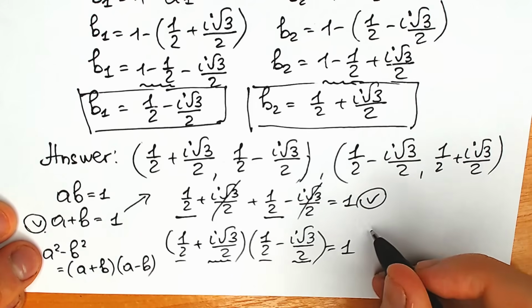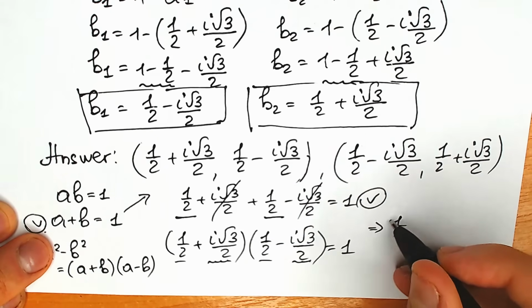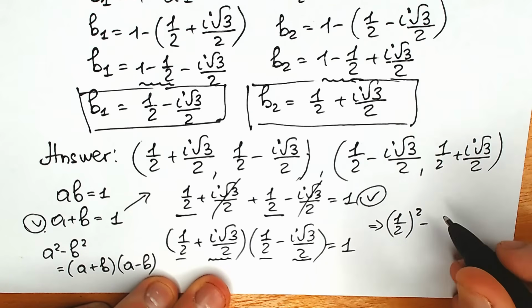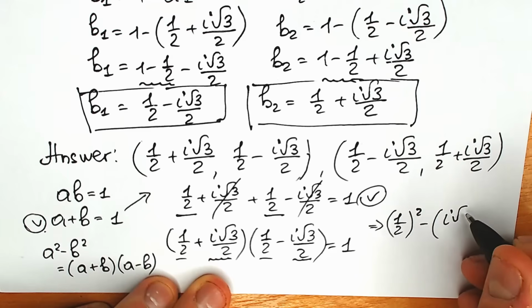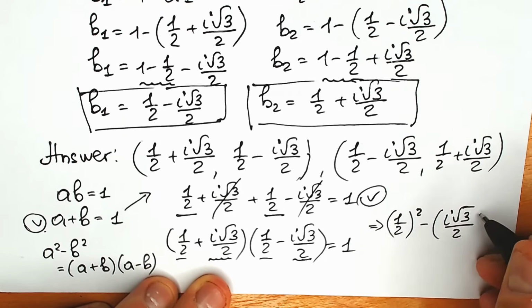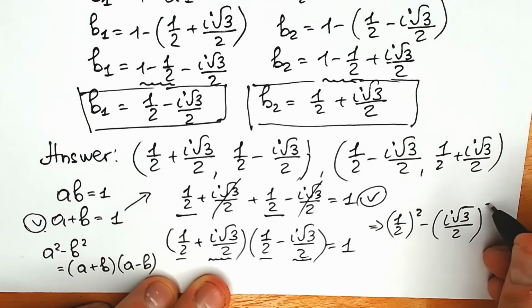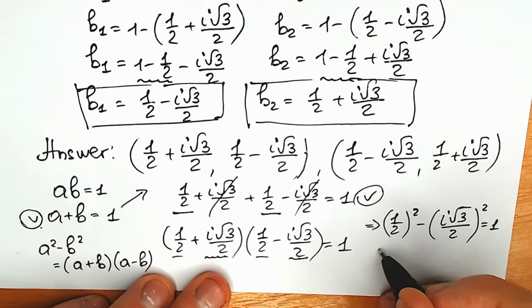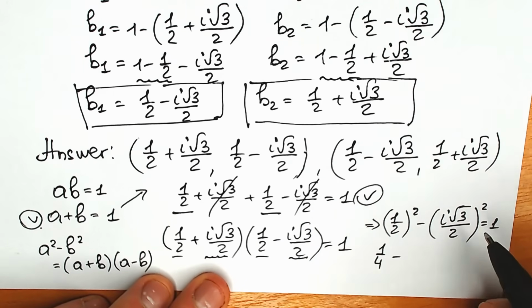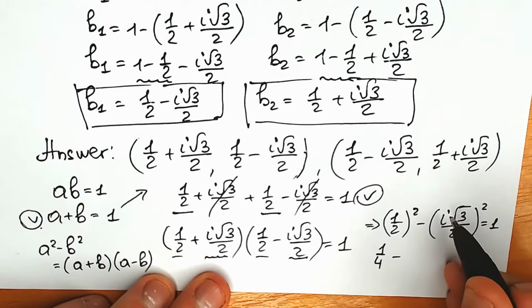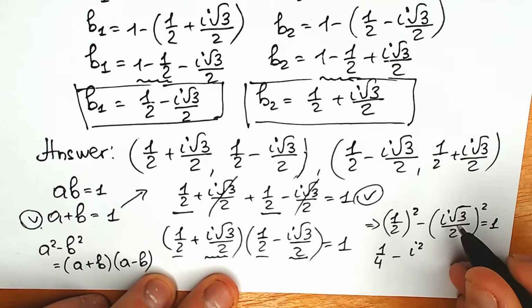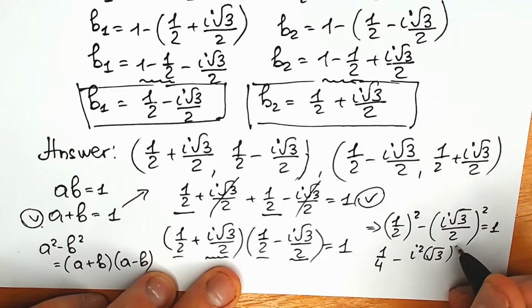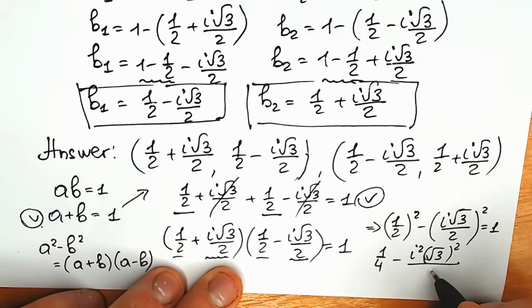So this to the second power: we have 1/2 squared minus b squared, but b is equal to i square root of 3 over 2. So we have i square root of 3 over 2, and we raise this also to the second power. Right now 1/2 to the second power is equal to 1/4 minus, right here we raise each of these elements to the second power. So we have i squared, and square root of 3 to the second power, and we divide it by 2 squared.